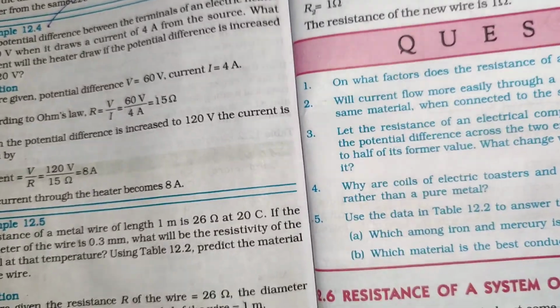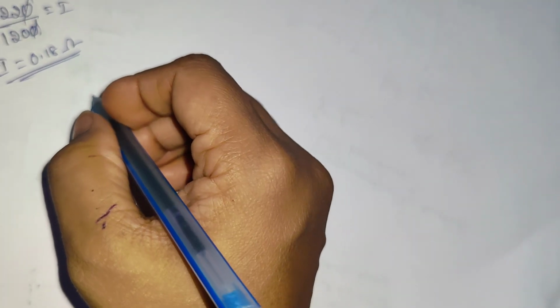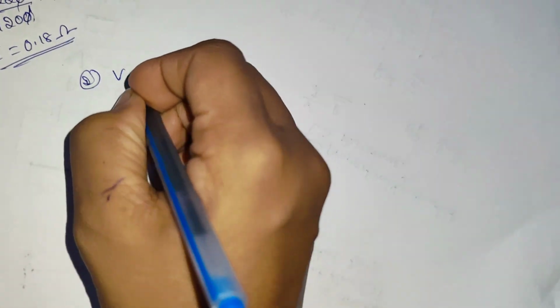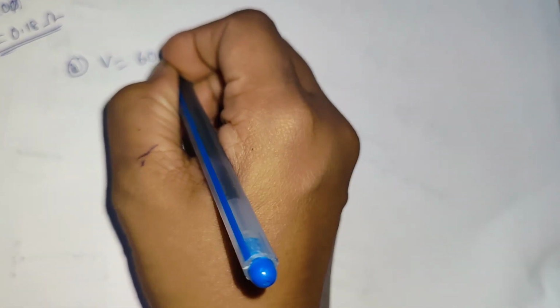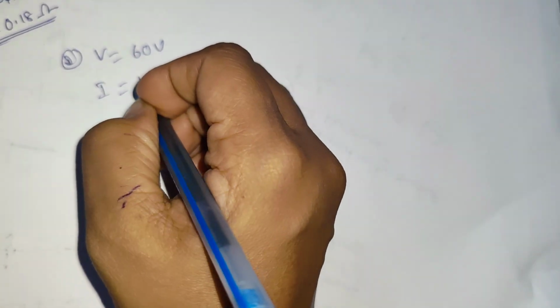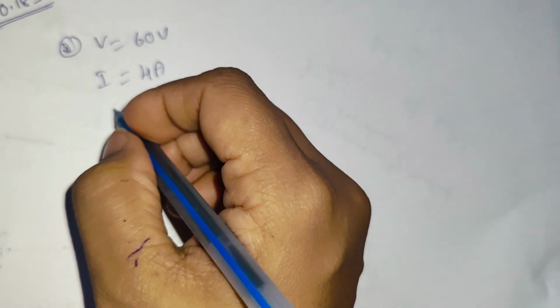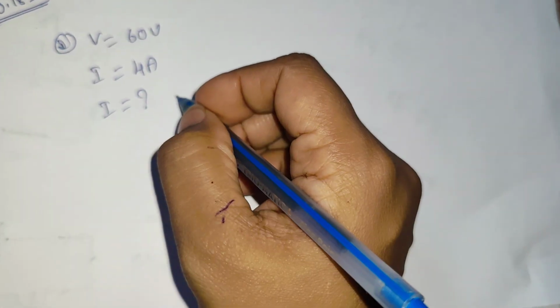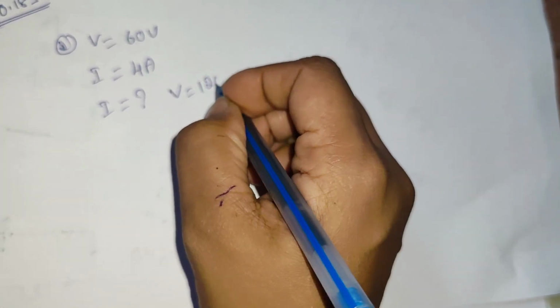So let us see what the procedure is, what they have given. We want to write first what all they have given. So second one: V is equal to 60 volts, I is equal to 4 ampere. They are asking I, and one more V is equal to 120 volts.